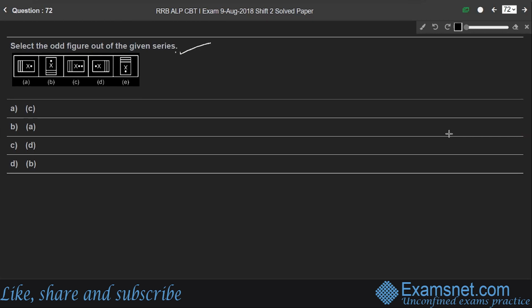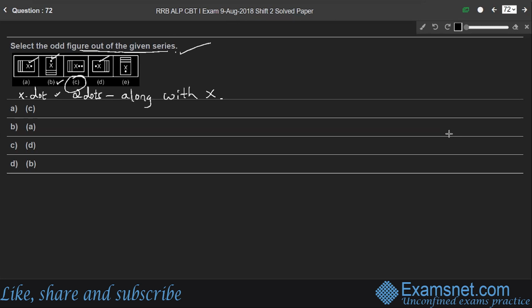Question 72, select the odd figure out of the given series. In the given series, we have 5 figures. The first figure has 2 vertical lines and an X with a dot. So it has an X and a dot with 2 lines. Even the second figure, B, has 2 lines and an X with a dot. Same. The third figure has 2 dots along with the X, whereas the fourth figure has only 1 dot.